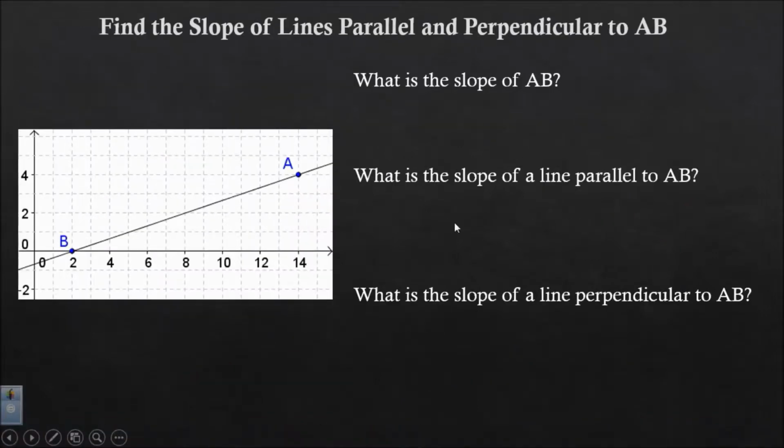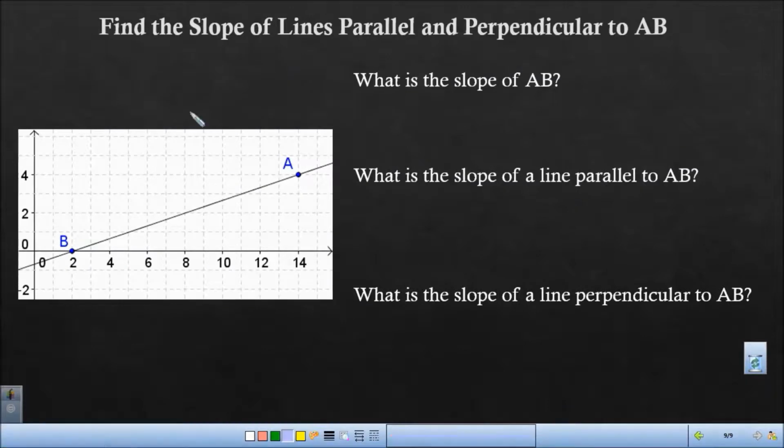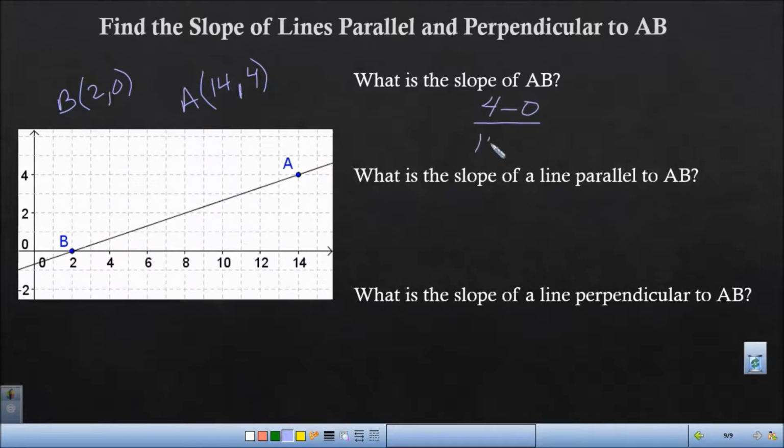All right, let's practice. We want to find the slope of AB here. So let's get the ordered pairs. B has the coordinates 2, 0, and A has the coordinates 14, 4. So the slope is going to be 4 minus 0 over 14 minus 2. This is 4 over 12, or 1/3. So the slope is 1/3.